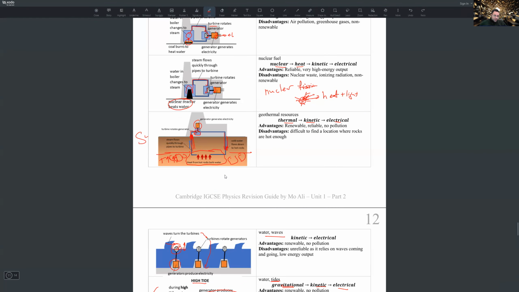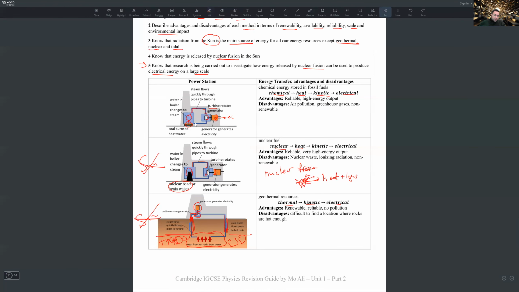Geothermal does not depend on the sun, it depends on the heat from planet Earth itself. Nuclear does not come from the sun either. It comes from metals that we dig from the earth. I won't say the core, it's incorrect to say core, but from the earth. Coal, oil and gas come from the sun.